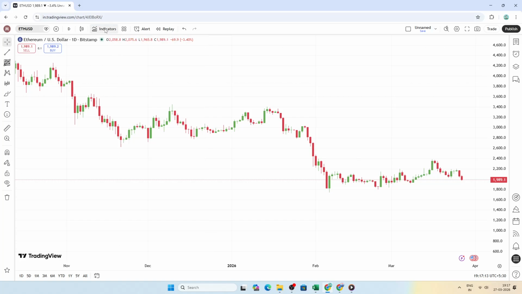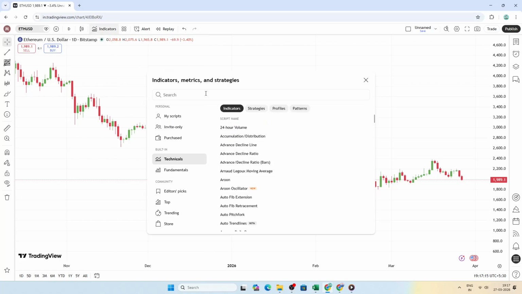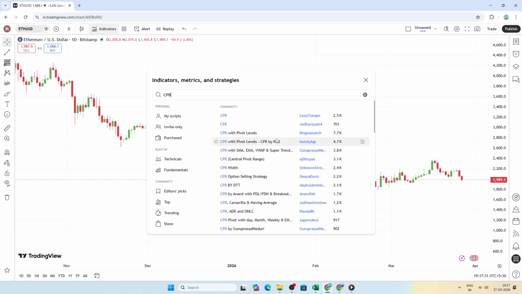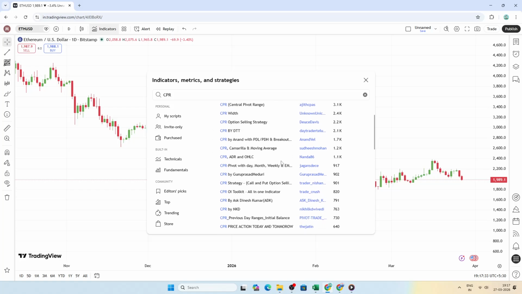Next, look to the top of the chart and click the indicator's icon, the one often marked with FX. This is the hub where you add built-in tools and community scripts. A search bar will appear. In that bar, type CPR. You'll see several results, including some of the more popular community indicators.